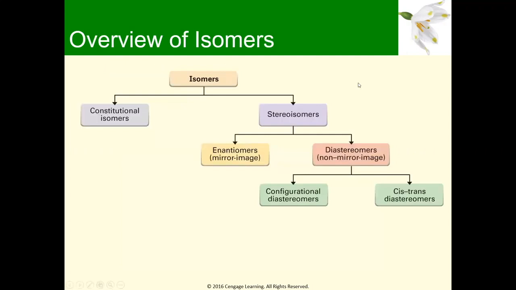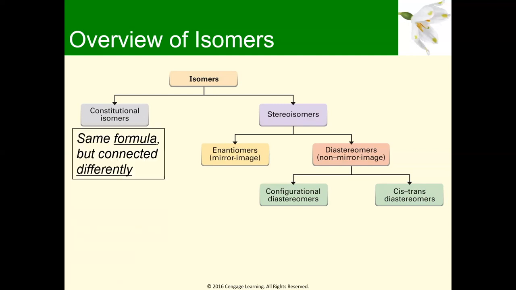So you could even think of what we've learned about isomers as kind of a flow chart, because there are different types of isomers. In general, isomers are compounds that have the same molecular formula, but they're different in some way. Well, one branch of this flow chart is the constitutional isomers. The way in which they are different is that they have the same formula, but the atoms are actually connected differently.